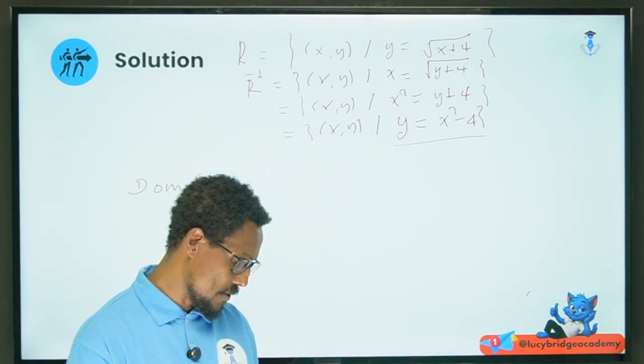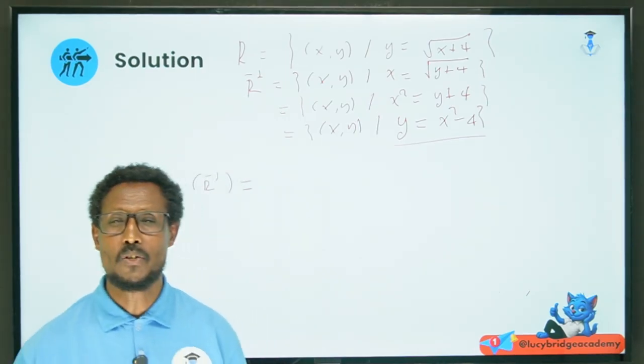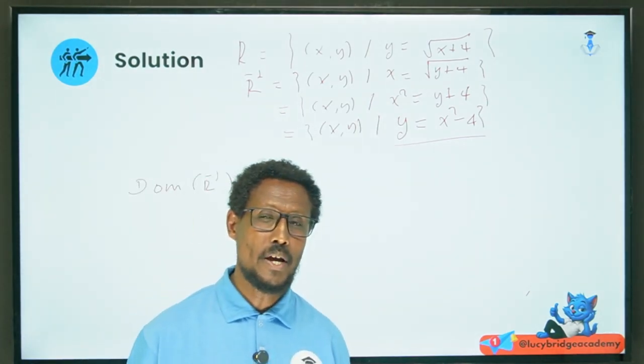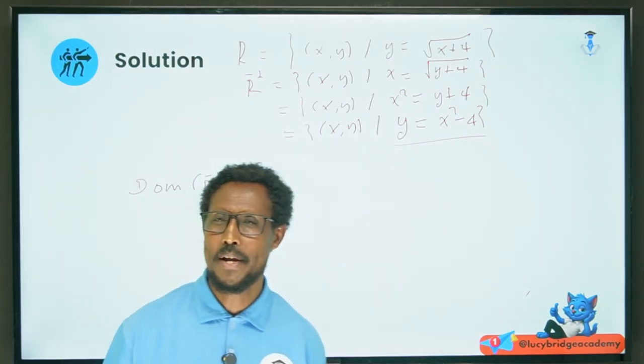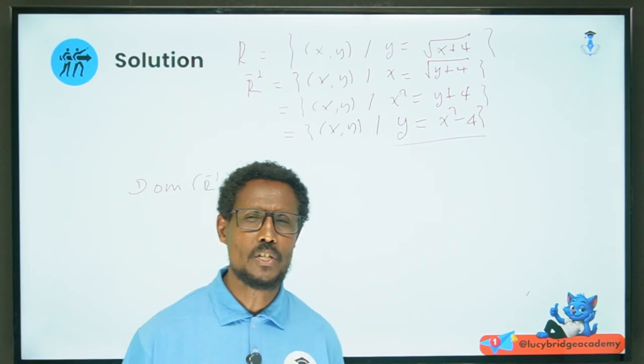Domain of R inverse. What is the domain of a quadratic function? It is the set of all real numbers. As we have discussed in the previous period, the domain of every quadratic function is the set of all real numbers, not the range, sorry, the domain, only the domain.